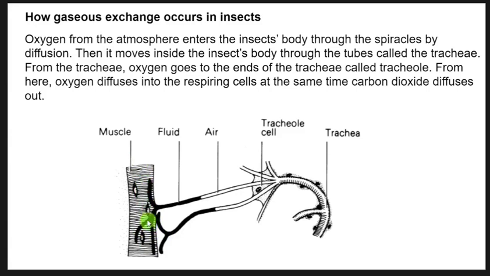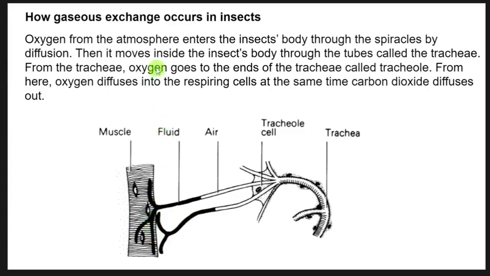And then what you should know again is that oxygen in insects does not pass through the blood as it does in big animals like human beings. No, in insects it doesn't pass through the blood system. It only passes through the tracheal, which is just tubes that do not have blood.